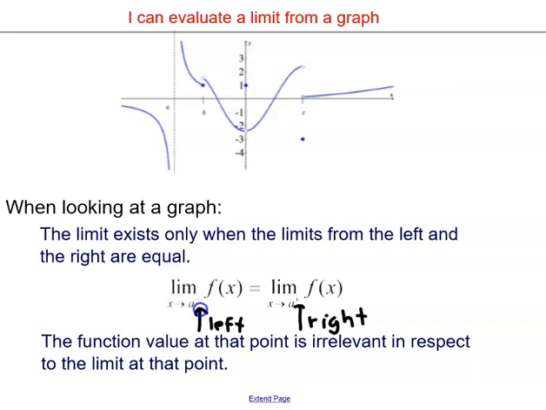This little positive means it's approaching from the right. And some of the ones in the homework only ask you what is the limit coming from the left. So you'll see that little negative. And some of them will have the limit just approaching from the right. And if there's no negative or positive, you have to check both directions. The function value at that point is irrelevant in respect to the limit at that point.